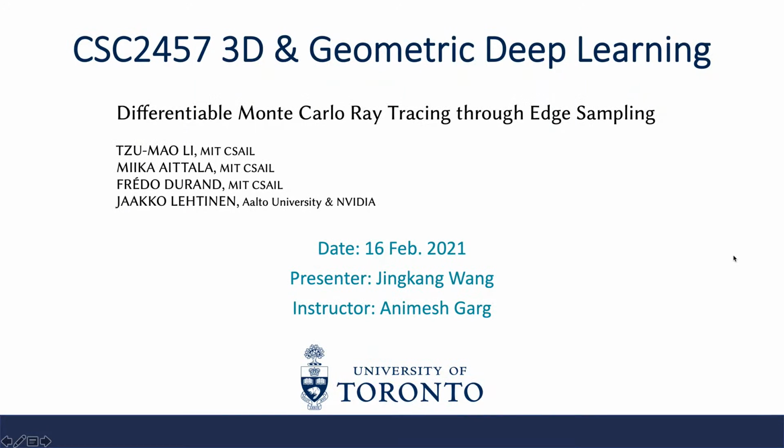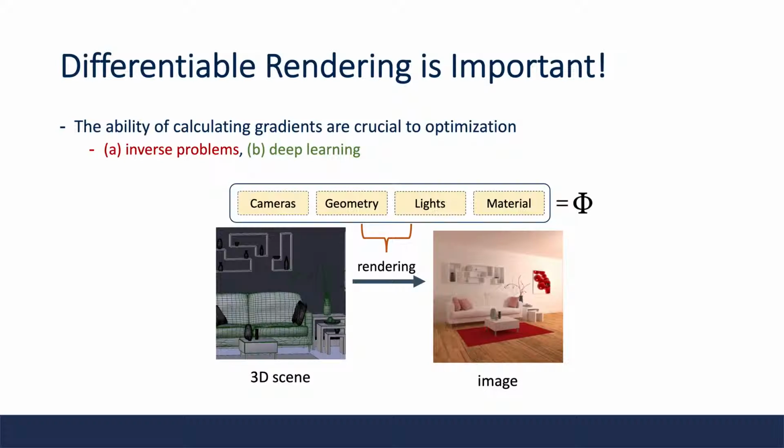Differentiable Monte Carlo tracing through edge sampling. This is a work published in 2018 at SIGGRAPH Asia. These days we know pretty well how to render a photorealistic image from a 3D scene that consists of camera, geometry, material, and light information.